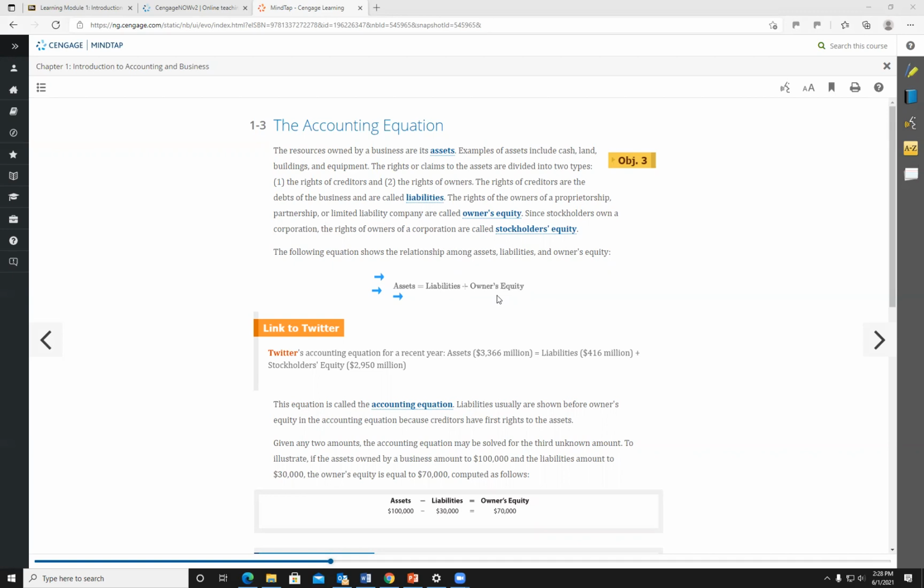Now, given any two amounts, the accounting equation can be solved for the third unknown amount. This is like if A plus B equals C, and A and B are known but not C, then you can manipulate the equation to solve it. Here's an example. You know what your assets and your liabilities are, but you don't know what your owner's equity is. Well, that's simple. If assets equal liabilities plus owner's equity, then owner's equity equals assets less liabilities.